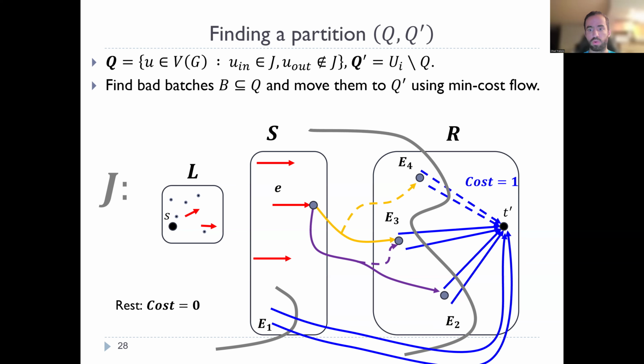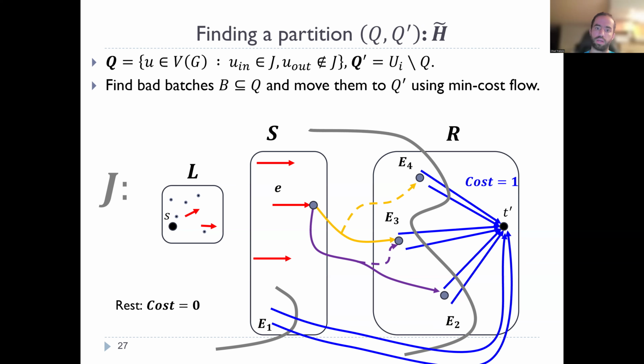Okay, so we define the cost of all of those blue edges, those edges whose in copy is in J and whose out copy is not in J, so edges that correspond to Q, to be 1, okay? And the cost of the rest of the edges is going to be 0, right? So that's an incentive not to use those edges in general.